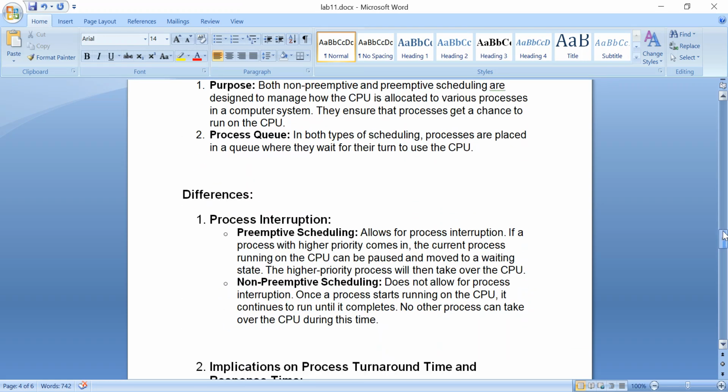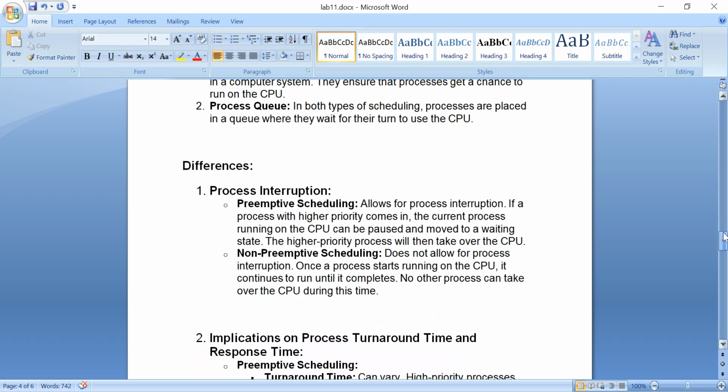Then the main differences. Process interruption. Preemptive scheduling allows for process interruption. If a process with a high priority comes in, the current process running on the CPU can be paused and moved to a waiting state. The higher priority process will then take over the CPU.